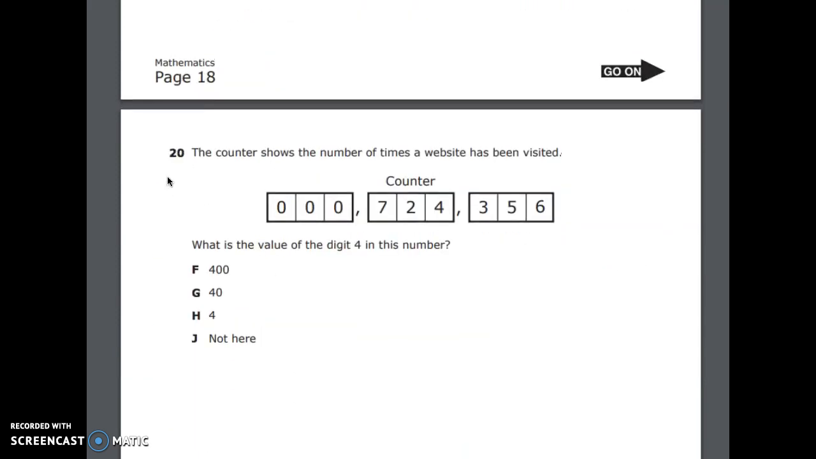Number 20. The counter shows the number of times a website has been visited. Counter. 724,356. What is the value of the digit 4 in this number? F 400, G 40, H 4, or J not here?